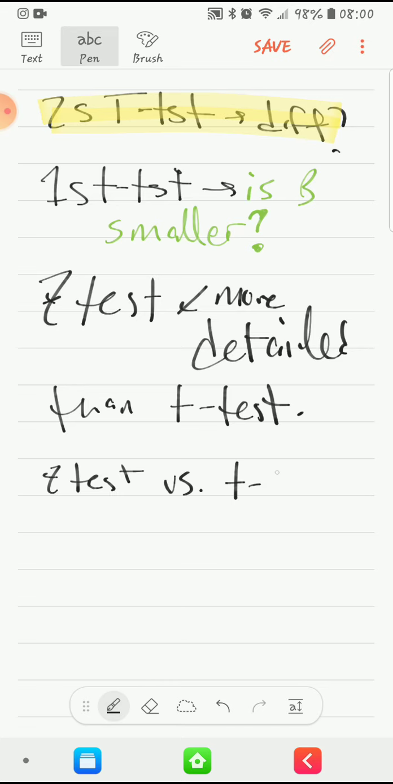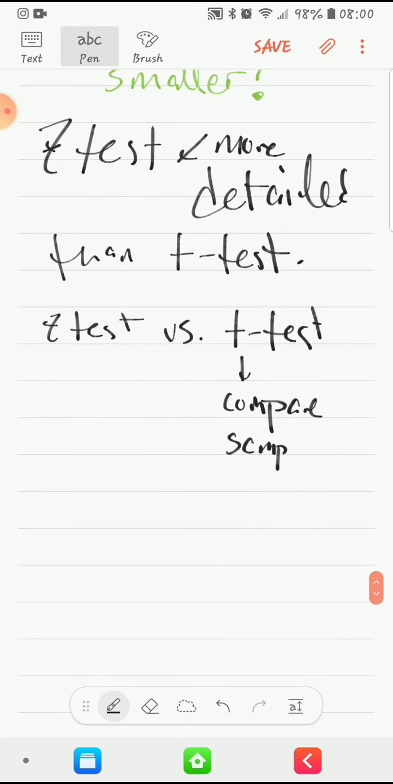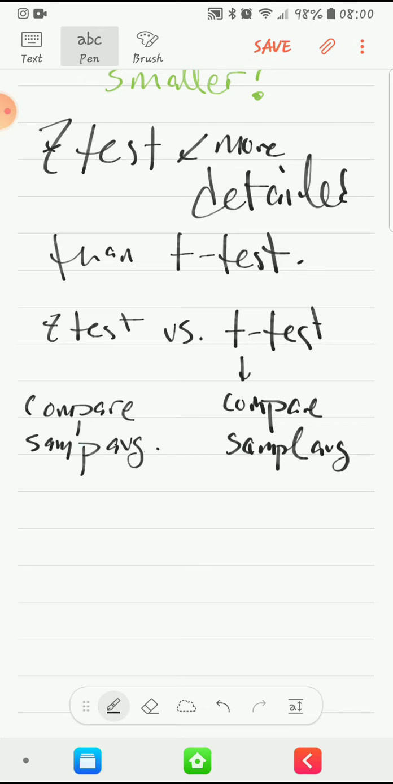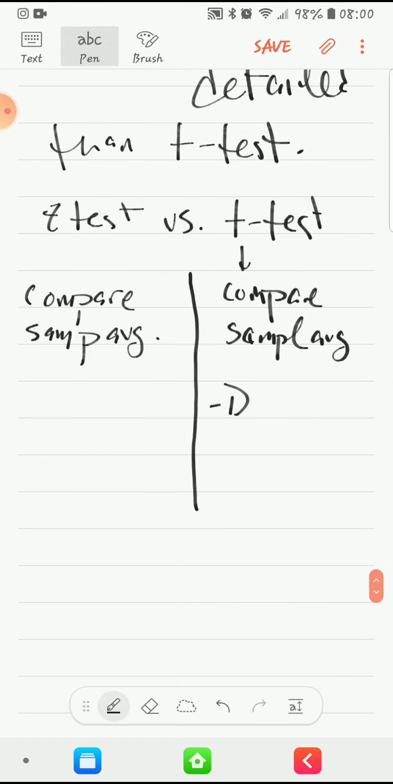The whole idea is the t-test is going to compare averages, compare sample average. The z-test does the same exact thing. It compares sample average. It's like the t-test but specific. Now here's the difference. With the t-test, you don't know anything about the population. Remember, the population is the greater size. You have the sample information, but you don't have the population.